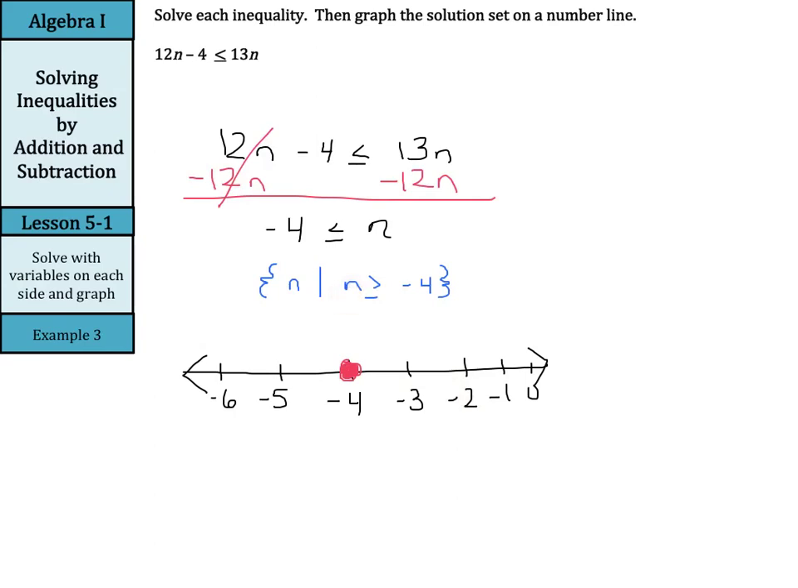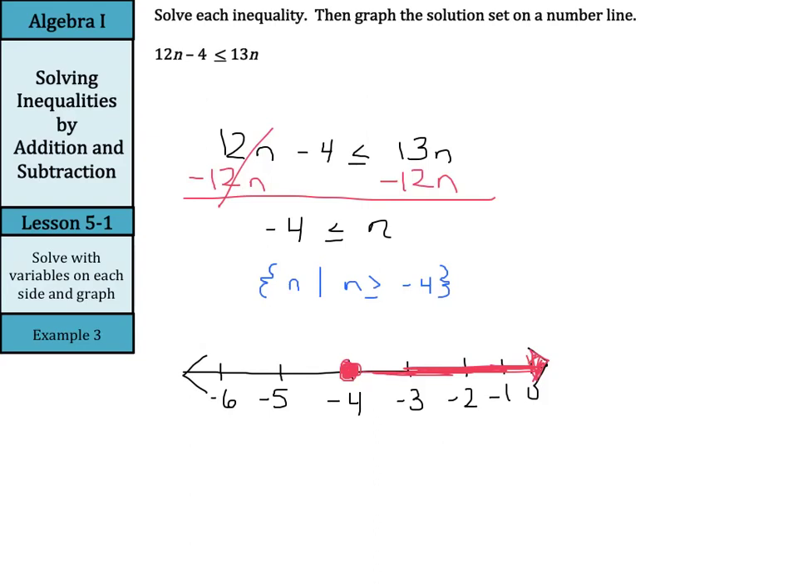Negative 3 is greater than or equal to negative 4? Yes. As is negative 4 less than or equal to negative 3? Yeah, that's true too. So we're going to shade this off to the right direction. And that's our solution.